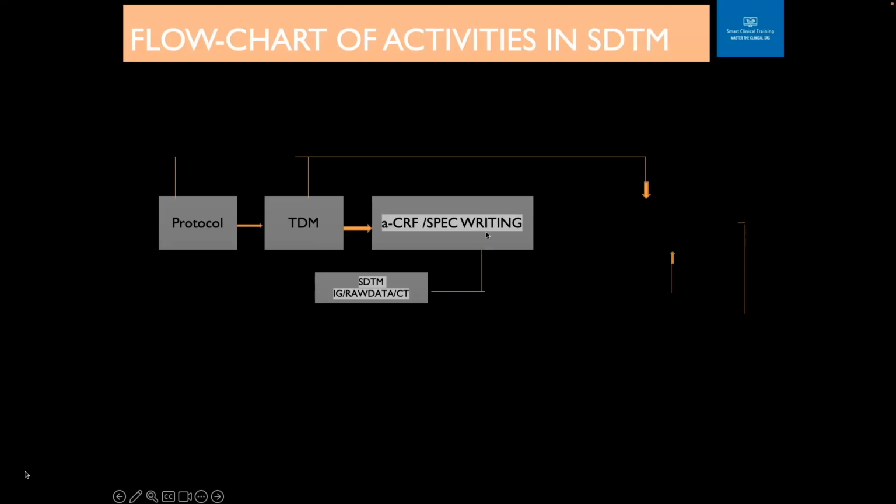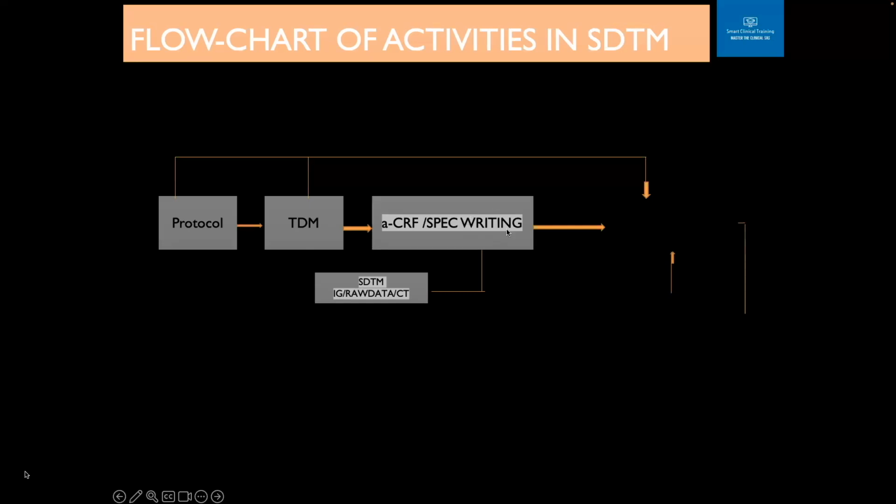When we do specification writing, at that time we are referring to the protocol, the TDM, the ACRF, the SDTM implementation guide, the raw data we received from the DM team, and also something called a control term document. I'll show you all this later. By referring to all these things, we write a specification. To create the TDM, we are referring to a protocol. To annotate the CRF, we are only referring to the TDM and also the SDTM implementation guide.